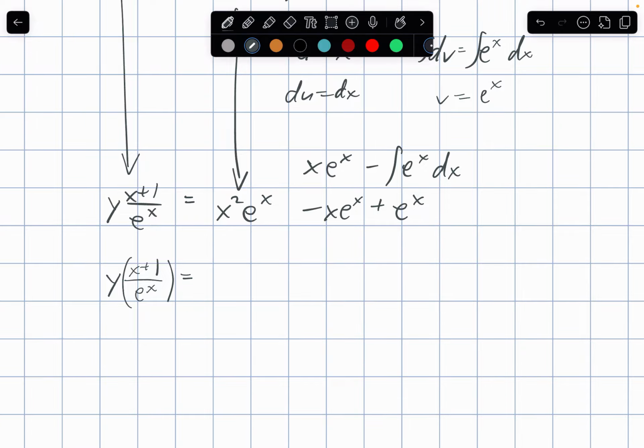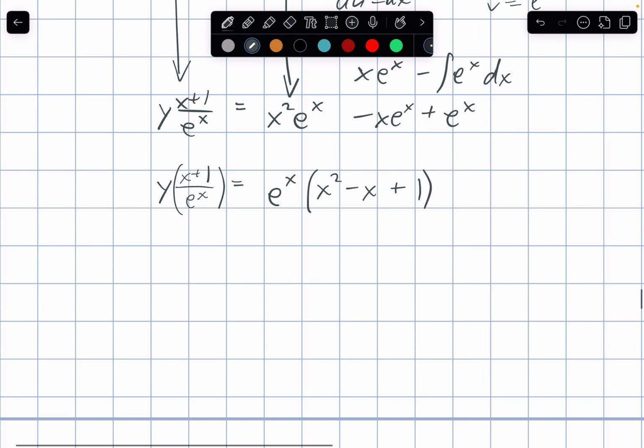Okay, so combining all these, I think we can factor e raised to x. Math is really beautiful. Okay, so the general solution, that's usually the final answer, at least for now, is in the form.